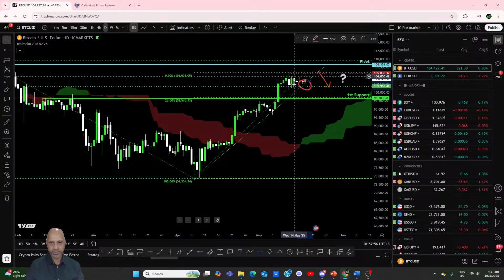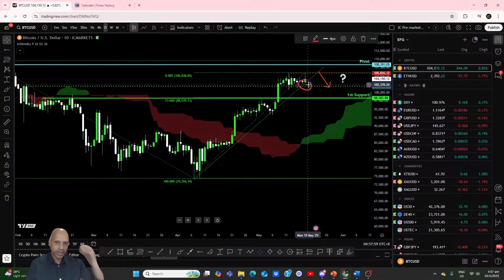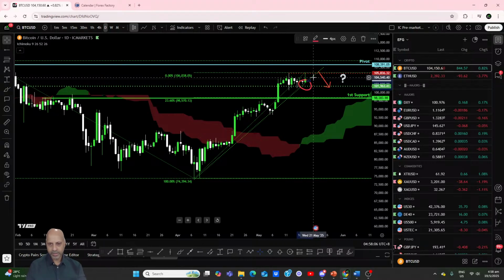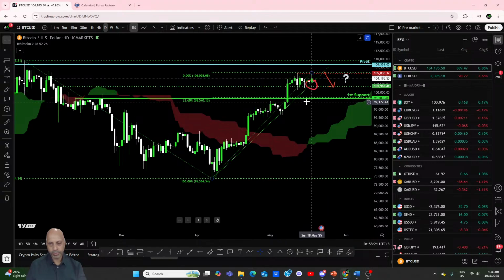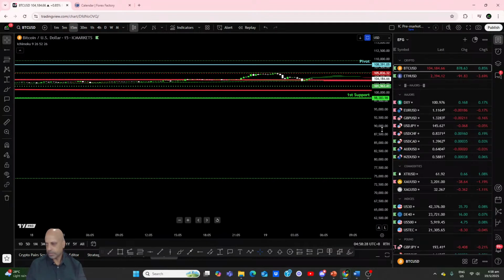This area here that I've circled is going to be a pretty important support area, between 101,900 and the ascending trend line. If this level fails to hold up Bitcoin, we're likely to see it drift lower and pull back under 100,000, possibly dropping as low as where the pullback level at 98,383 sits. Looking at the 15-minute time frame, I believe that's a question.